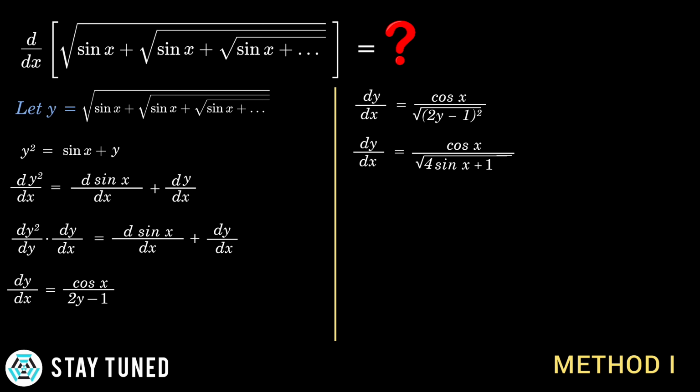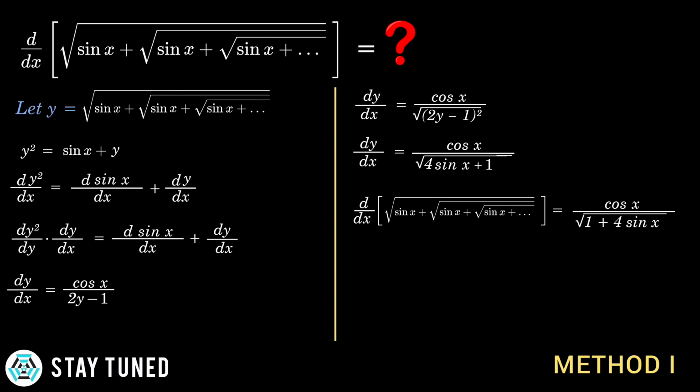In the final step, we will substitute the value of y that we assumed in the beginning to get the required answer: derivative of square root of sine x plus square root of sine x plus square root of sine x, and so on, equal to cos x by square root of 1 plus 4 sine x.